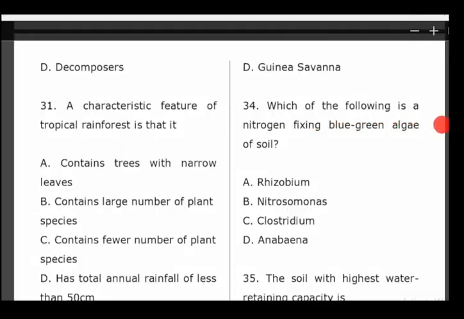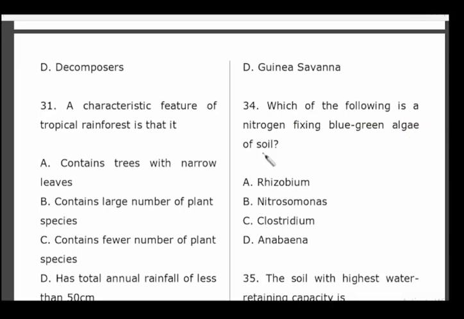Which of the following is a nitrogen fixing blue-green algae of the soil? We have Rhizobium, Nitrosomonas, Clostridium, and then Anabena. When we look at all of this now, we have so many organisms here. So which one exactly is the nitrogen fixing blue-green algae? Listen, Anabena is a blue-green algae. So it is a cyanobacteria. Anabena is a cyanobacteria, like I said, a blue-green algae.